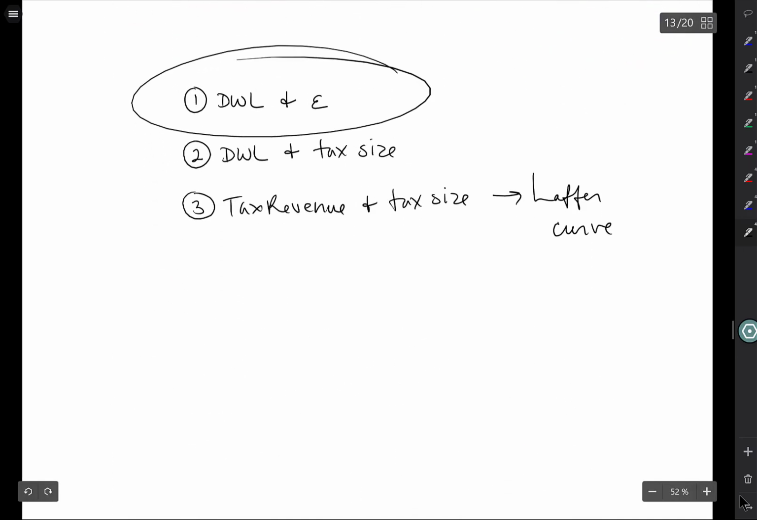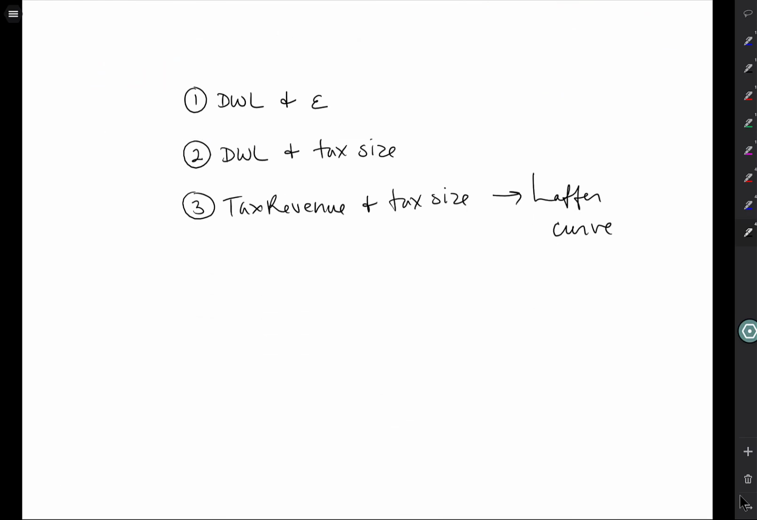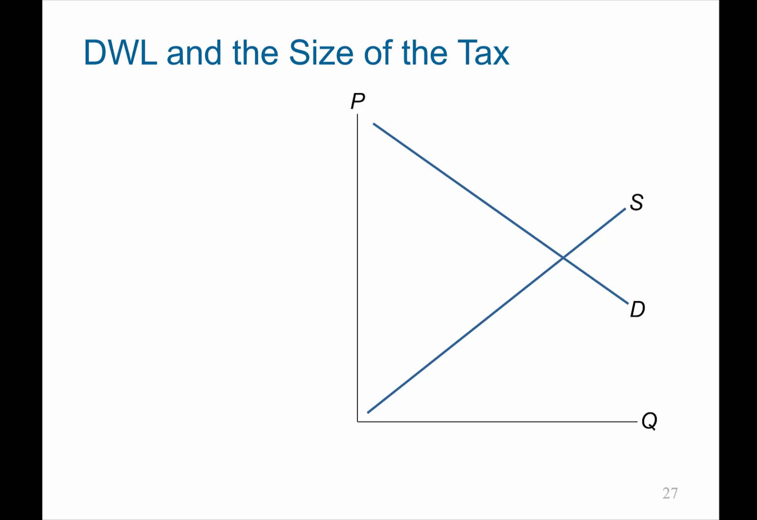So we just covered deadweight loss and elasticity. Now let's talk about deadweight loss and the size of the tax. So listen to that. We just finished talking about deadweight loss and elasticity. Now we're going to talk about deadweight loss and the size of the tax. So how the size of a tax impacts deadweight loss.